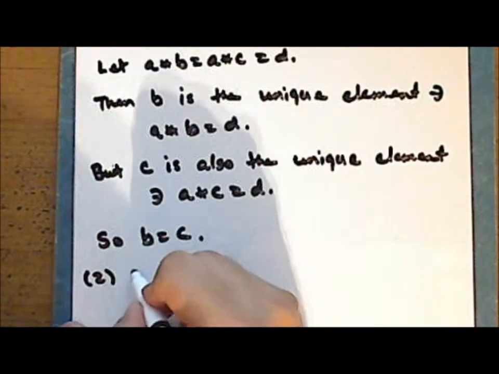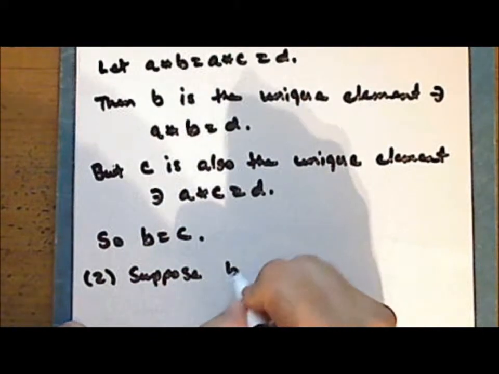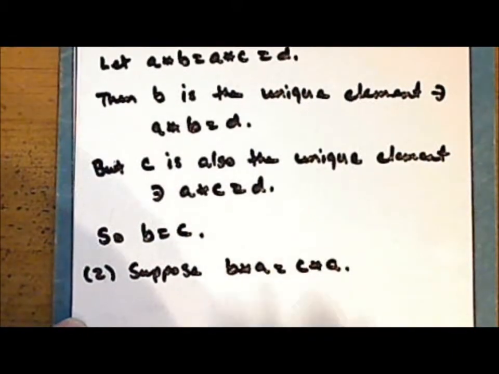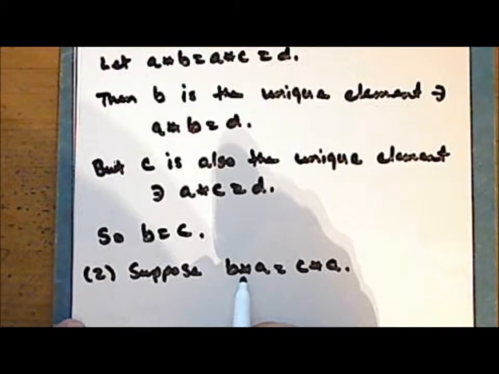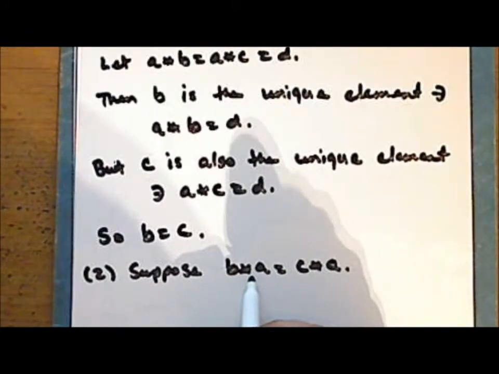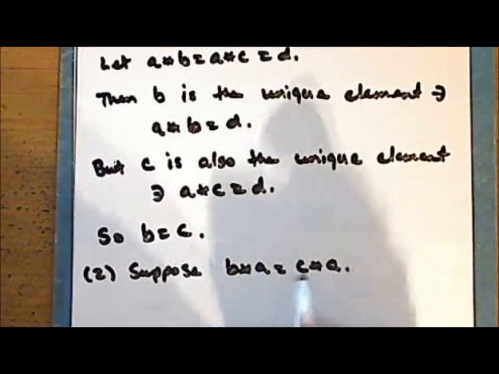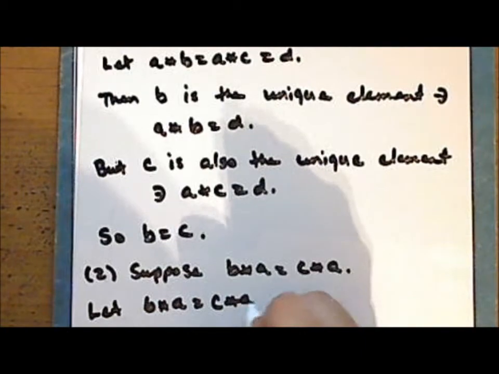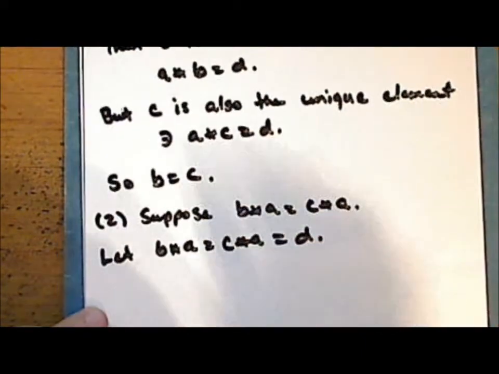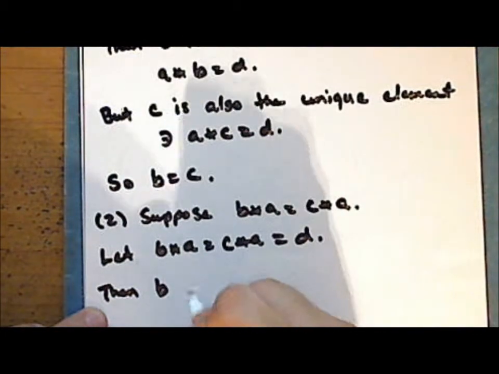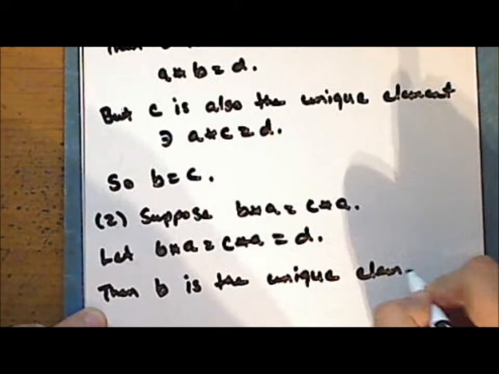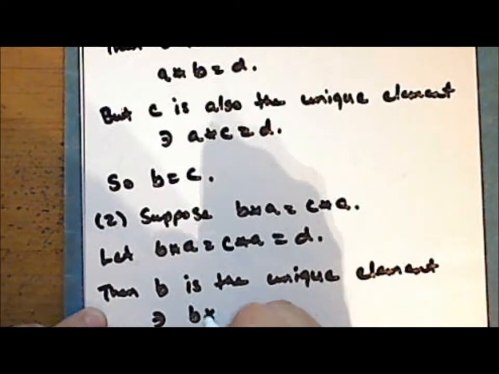So second statement, suppose that B star A is equal to C star A. Once again, we have closure of the set under the operation star, and so B star A is an element in the set, as is C star A, and as the two are equal, it is the same element, so we rename it. Let B star A equal C star A, and let's rename it the element D. Then the element B is the unique element such that B star A is equal to D.